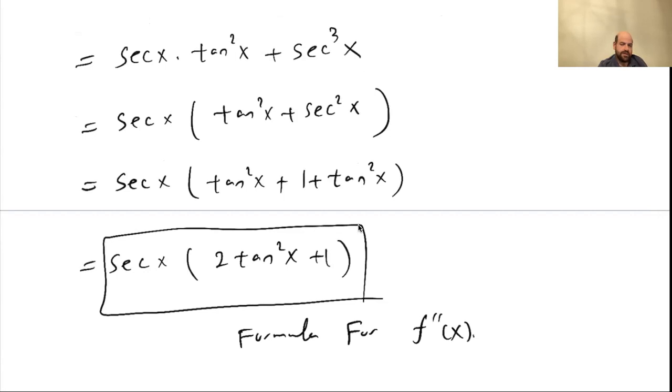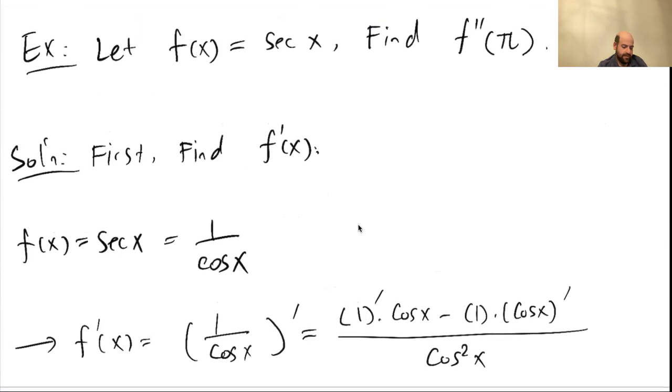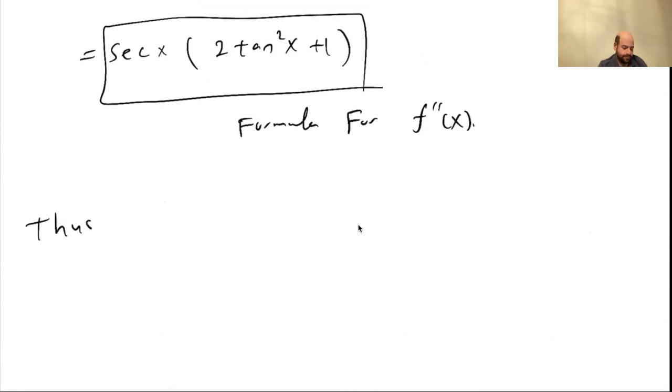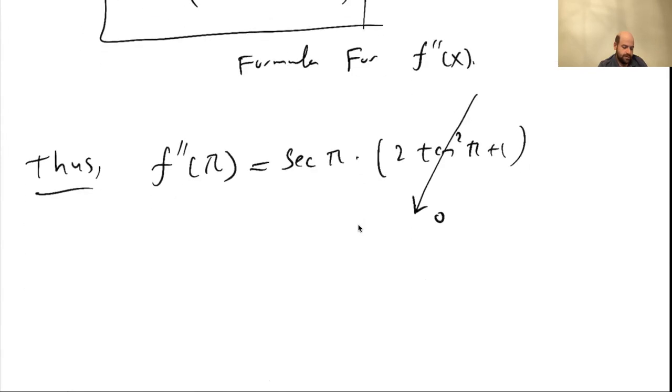Now, what do we want to find here? The question asks us to find f double prime of pi. So what is f double prime of pi? This is f double prime of x, so f double prime of pi is secant pi times 2 tan squared pi plus 1. Now tan pi is 0, right? So it's going to be secant pi, and secant pi means 1 over cos pi.